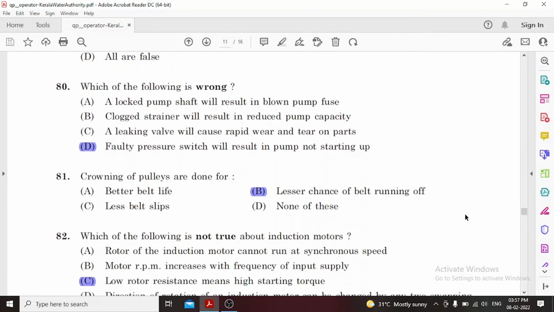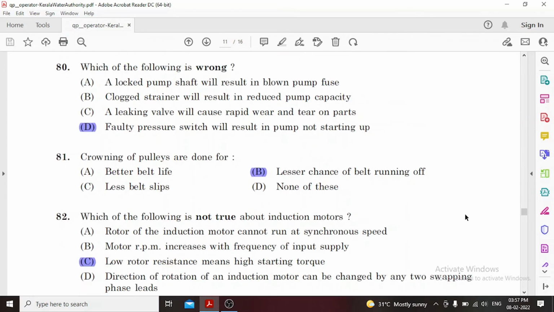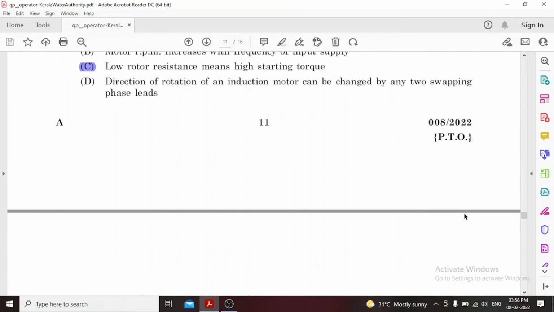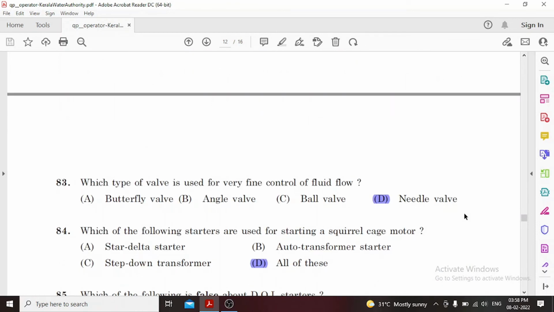81. Crowning of pulleys are done for lesser chance of belt running off. Option B, lesser chance of belt running off. 82. Which of the following is not true about induction motors? Low rotor resistance means high starting torque. Option C, low rotor resistance means high starting torque. 83. Which type of valve is used for very fine control of fluid flow? Needle valve. Option D, needle valve.